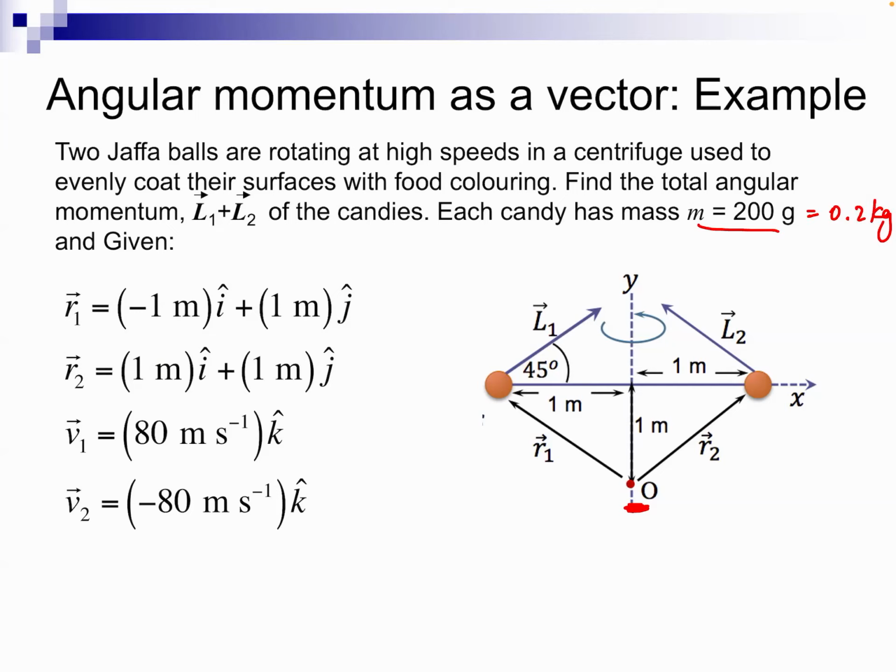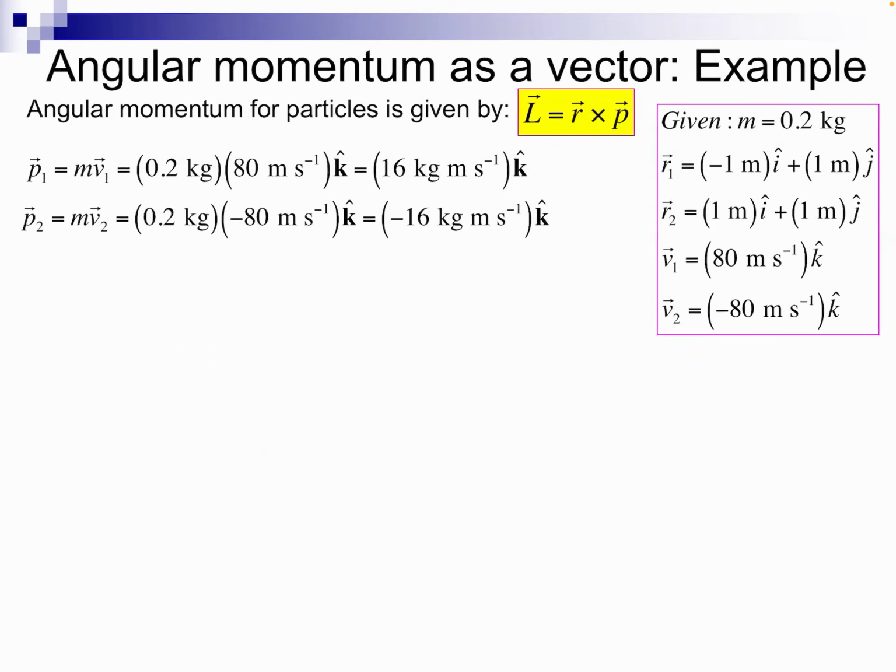And this figure sort of represents that scenario. We want to find the total angular momentum of the two balls as they rotate in that direction. Okay, so let's tackle this problem. The angular momentum is the cross product between the r vector, the position vector, and the linear momentum.